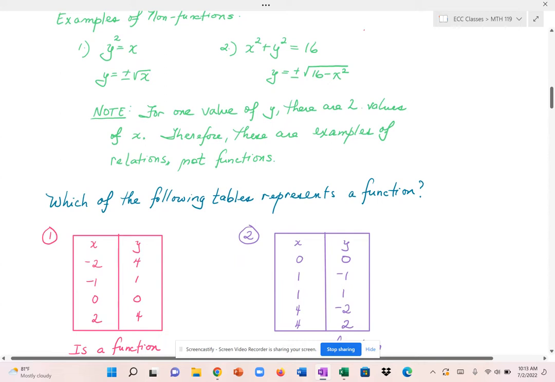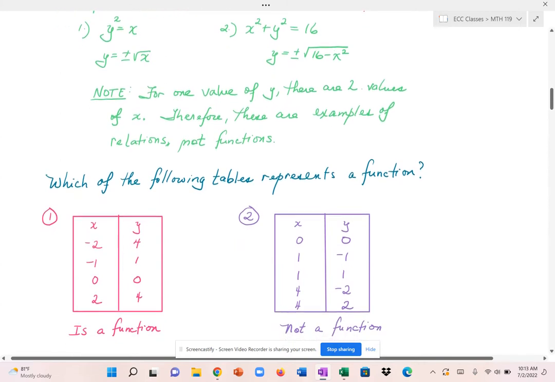So in the table on the left, my x's and y's are as follows. When x is negative 2, y is 4. When x is negative 1, y is 1. When x is 0, y is 0. And when x is 2, y is 4. Based on the numbers that I see in this table, this is a function. For any single value of x, I get one result for y.